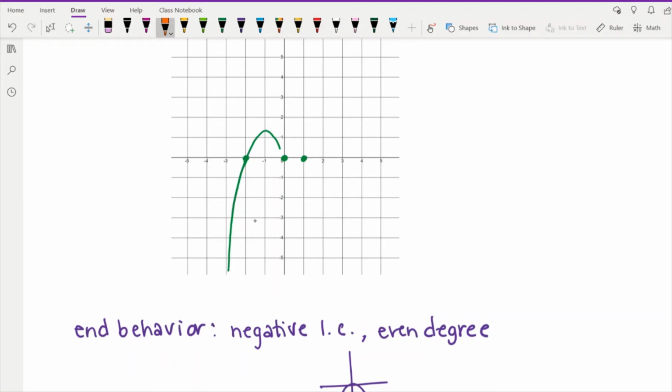If you really wanted to figure out exactly how high it goes, you could plug in some numbers, right? You could plug in -1 and find the output. You could plug in -1/2. You could plug in just basically numbers in between here. But I'm not so worried about that. That's not really the point of this video.